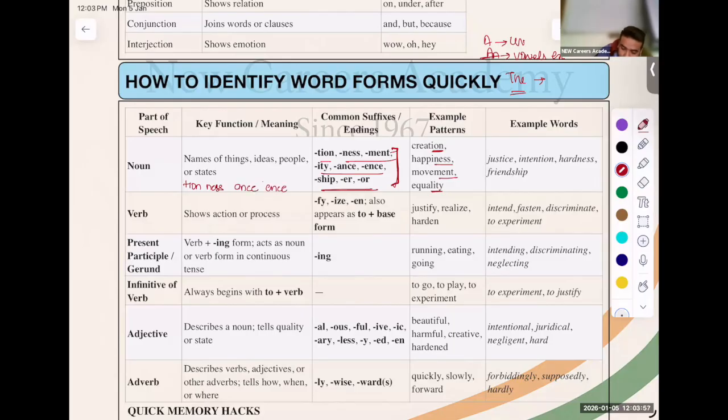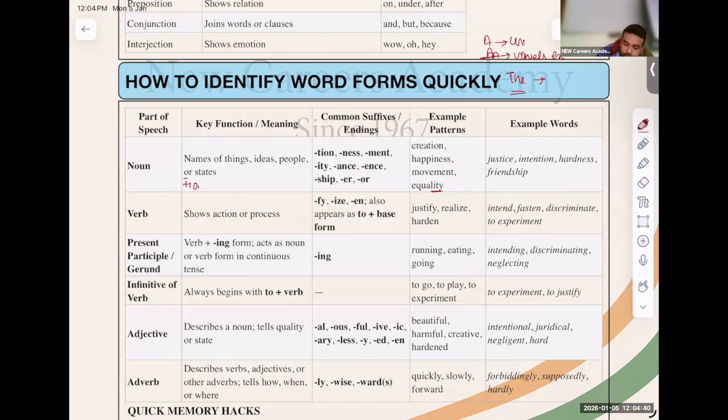Dance. Ends. ANCE, ENCE. Right? Ship. Mentality. MENT, ITY. Just to remember it, I'm telling. How do we remember it? Tion, ness, ment, ity, ance, ence, ship. Is it clear? This one, or. Is it clear? These are the ones. Can you remember this? Ance or ence. Or. So you have these ones. So just revise it.